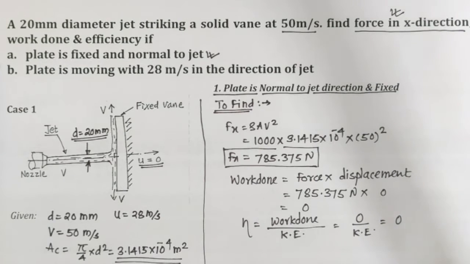I have taken this particular thing deliberately into this lecture in such a way that in this numerical you will get a better idea how we can say easily that for a fixed plate, work done is always 0 and obviously the efficiency is also 0.